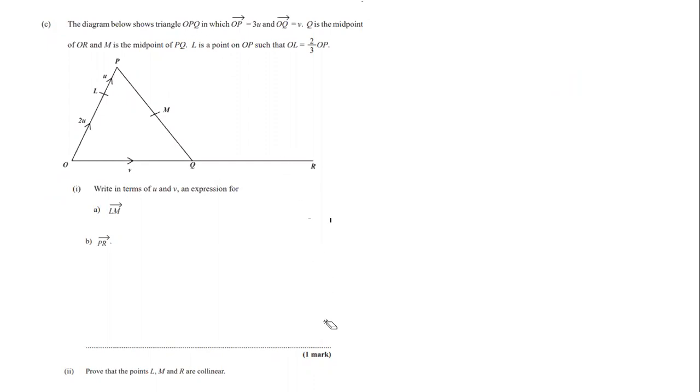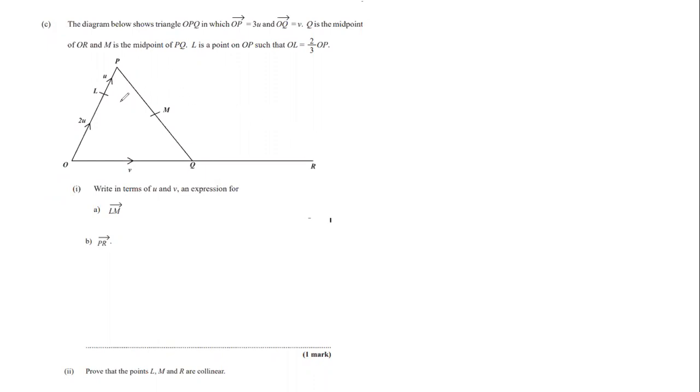The diagram below shows a triangle OPQ in which OP equals 3U and OQ equals V. Q is the midpoint of OR and M is the midpoint of PQ. L is a point on OP such that OL equals 2/3 times OP. Write in terms of U and V an expression for LM and PR. So the first question they asked me is to find LM. Right, so let's go and find LM now.